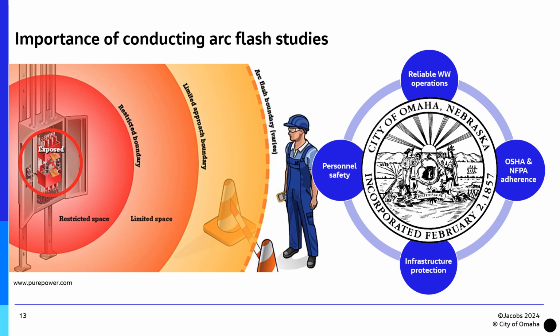OSHA and NFPA mandate adherence to specific safety guidelines, including arc flash assessments and risk mitigation strategies like PPE, equipment modifications, and changes in work procedures to minimize the risk of arc flashes. Since arc flashes can cause significant damage to electrical equipment, understanding the potential risks and implementing preventive measures protects valuable assets, preventing costly downtime and repairs. By addressing arc flash hazards, the city is improving the reliability and continuity of operations at their wastewater infrastructure, avoiding unplanned outages and disruptions.